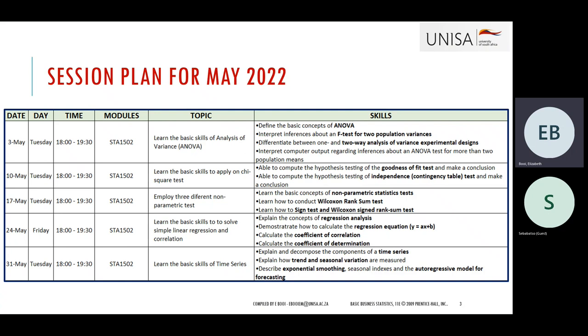Looking at the session plan for this month, today is the 10th, so we're learning the basic skills that we apply on the chi-square test. In the following 3 weeks, we'll start looking at the non-parametric tests: the Wilcoxon rank test, then the Wilcoxon signed rank sum test, and the sign test. After that, we're going to look at calculations based on measures of relationship, looking at linear regression and correlation as well. Also, how do we define the regression line, and how do we determine the correlation coefficient and the coefficient of determination. And then the last session for me, which will be on the 31st, we will look at forecasting and time series as well.